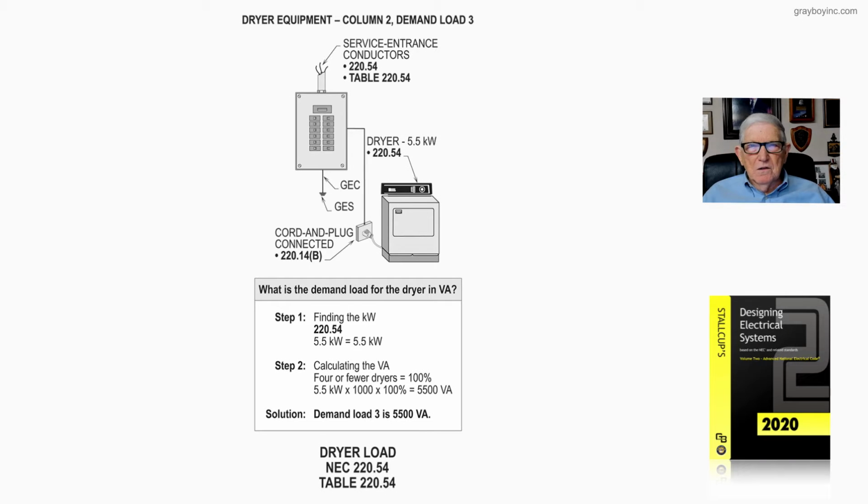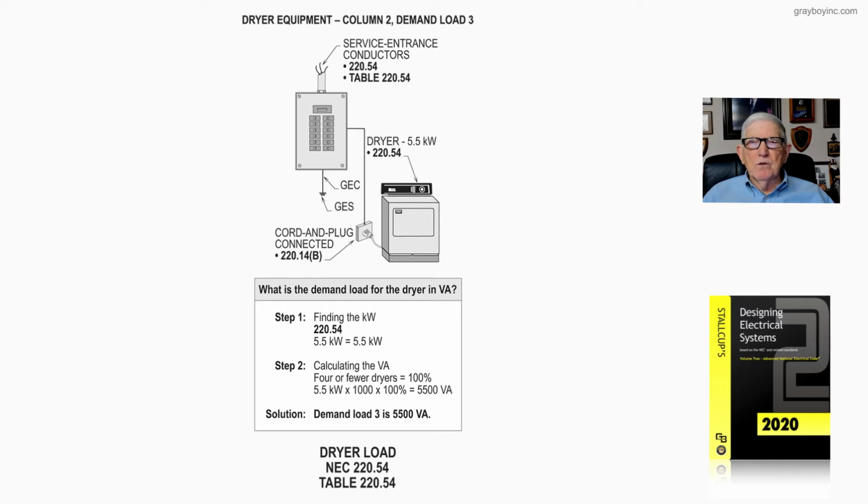Now let's take a look at this figure 22-15 that deals with dryer load equipment in accordance with 220.54 and table 220.54. And if we have less than 4 dryers, we take them at their nameplate value, as you see in the illustration. So we have a dryer that's 5.5 kW.